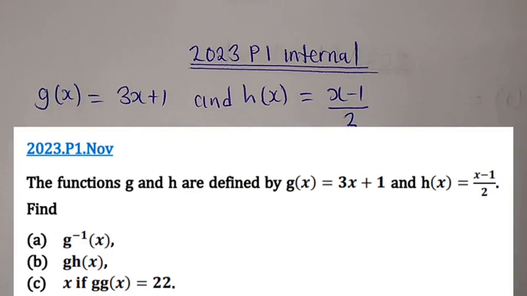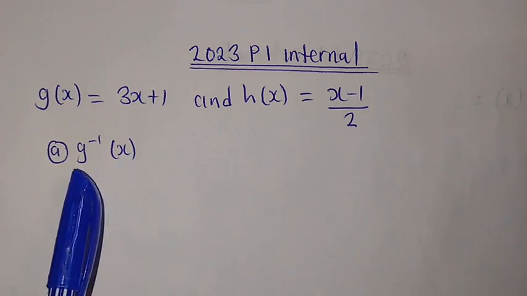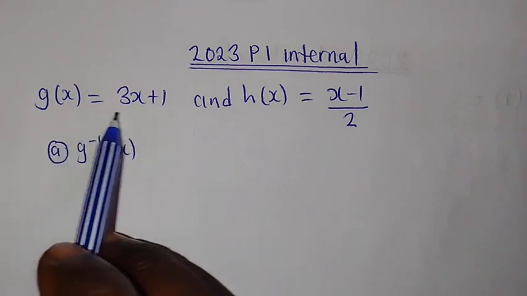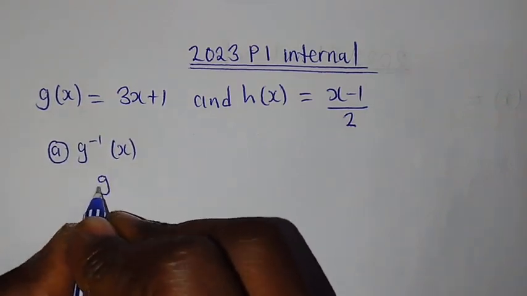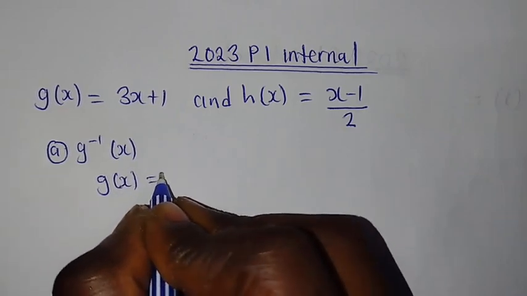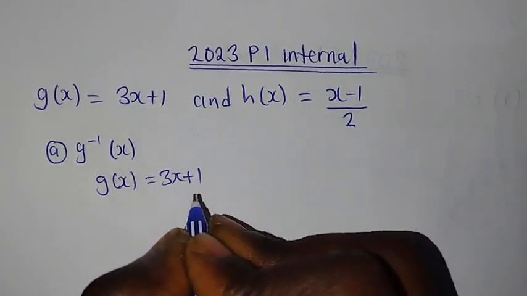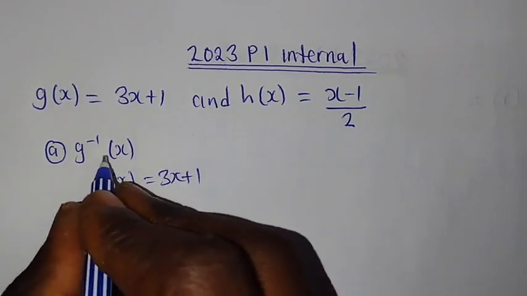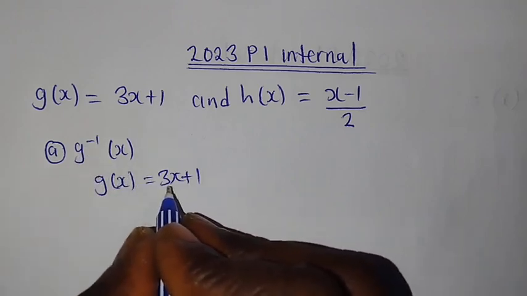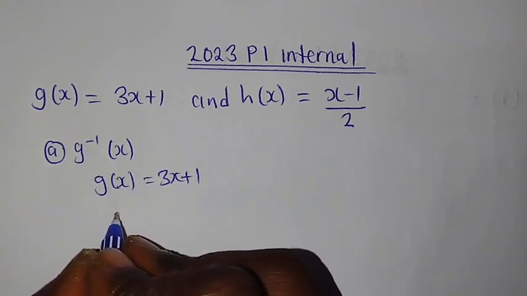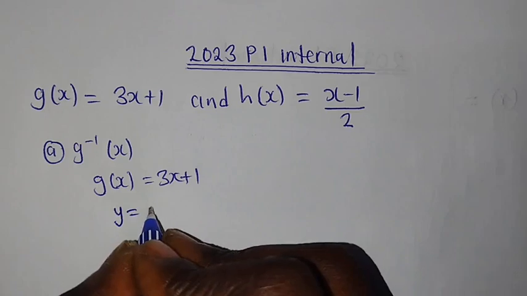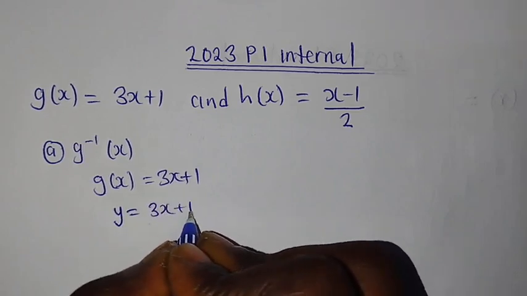We are going to start with question A. Find g inverse of x. To find the g inverse of x, we get the function of g, which is this one right here. The function g(x) is equal to 3x plus 1. So we are now finding the inverse of this function. We introduce a variable y, substitute it where we have g(x), then we write 3x plus 1.